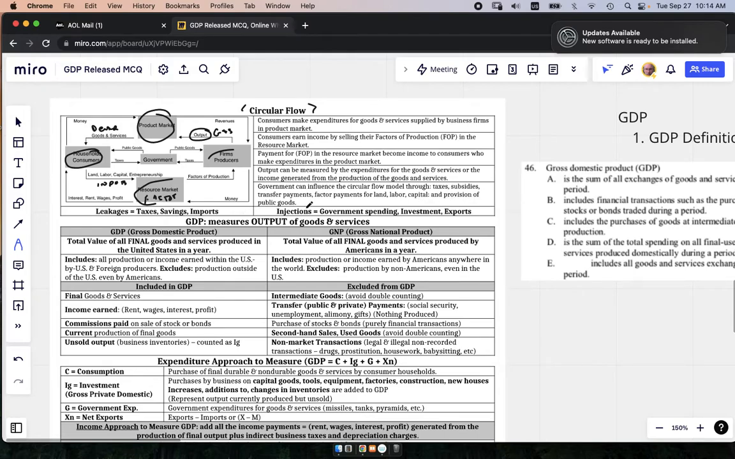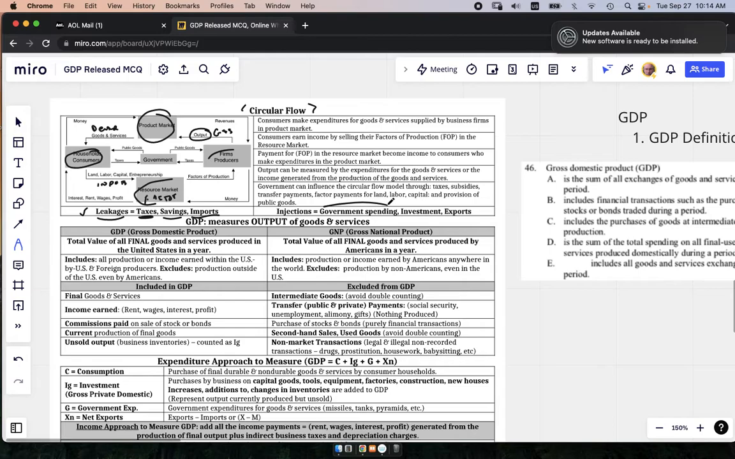Not too many questions on leakages and injections, but we should know them. Leakages are anything that reduces your circular flow. So if taxes increase, you can't be buying goods and services because your money's going toward the government. That would be a leakage. Savings: if you're putting money in the bank, you're not buying stuff, so you're reducing the circular flow. Or if you're buying foreign goods, you're not spending your money on our country's stuff. That's all a leakage. And obviously the opposite is true.